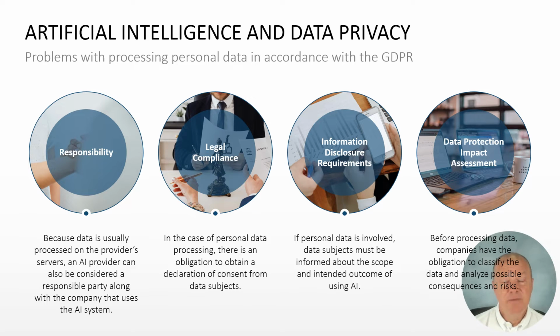So again, let's take a look at some of the potential concerns that AI introduces to our business. We have privacy regulations such as the General Data Protection Regulation in Europe that requires us to protect the privacy and the personally identifiable information, or PII, of EU citizens. Well, towards that end, we have to recognize that AI actually learns on its own and is researching from publicly available information, and this has the potential to breach restrictions and requirements of privacy regulation like GDPR. Because data is usually processed on the provider servers, an AI provider can also be considered a responsible party along with the company that uses the AI system, and this places responsibility on that organization, so they need to now understand the potential legal ramifications of having assumed that responsibility.